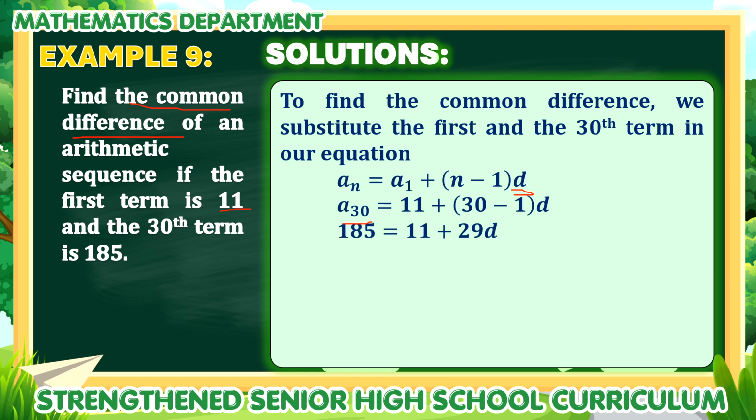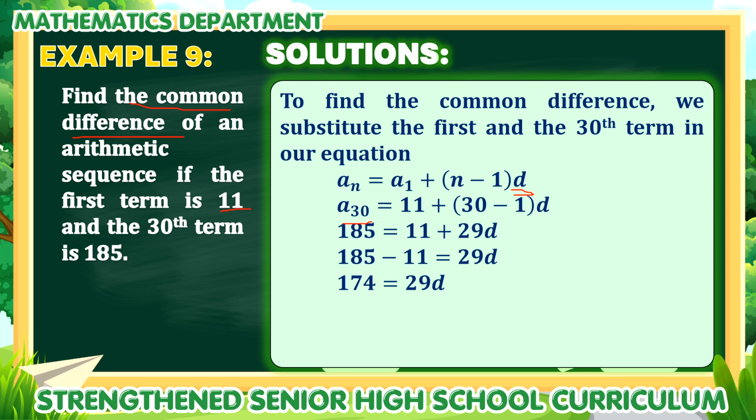And then by applying the addition property of equality, we will be adding negative 11 to both sides. So we'll have here 185 minus 11 is equal to, of course, 11 minus 11, that's already 0. So what is left here is 29d. So 185 minus 11 gives us 174 equals 29d.